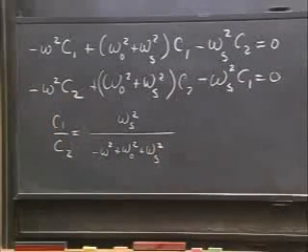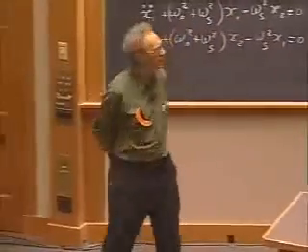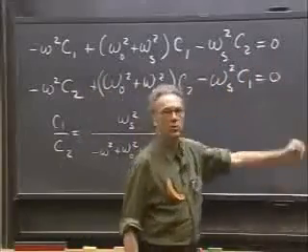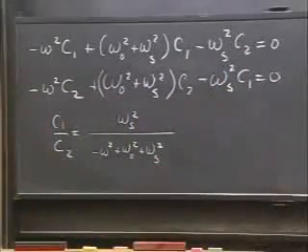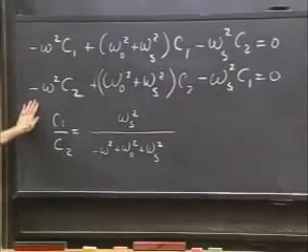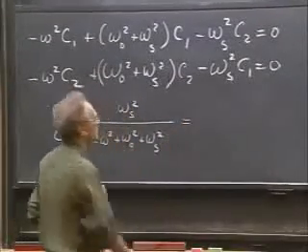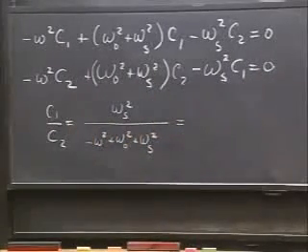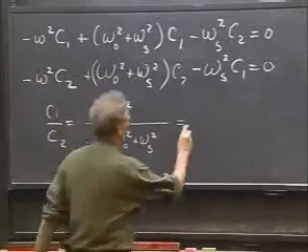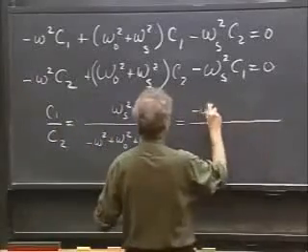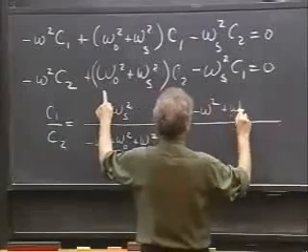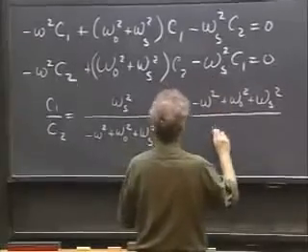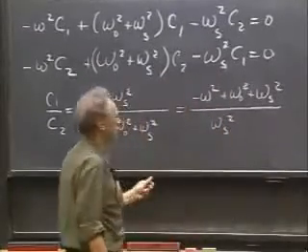Do we agree? That's the first equation. I've simply written it as c1 divided by c2. I can always do that, right? Bring the c1s to one side, the c2s to one side, and divide them. That's this. And I'm going to do the same with the next equation. So I bring this one to the right side, then I have c1s there and c2s here. And now this becomes upstairs. So I get minus omega squared, plus omega 0 squared, plus omega s squared, and I get downstairs omega s squared.